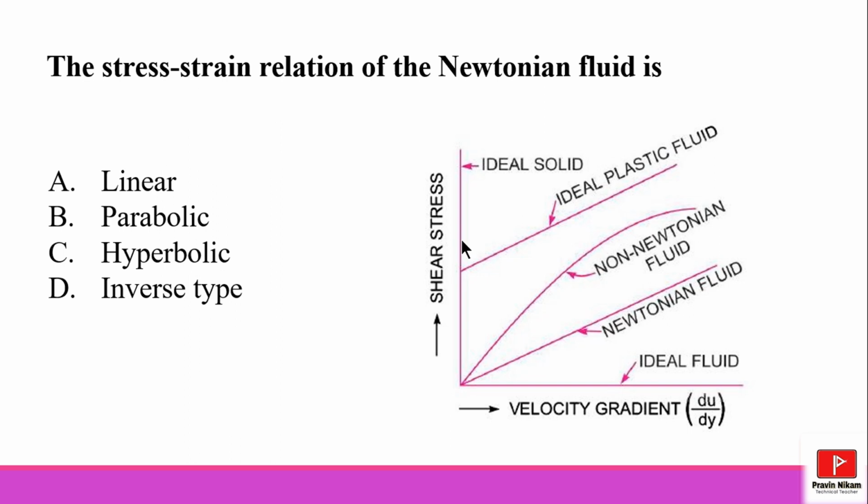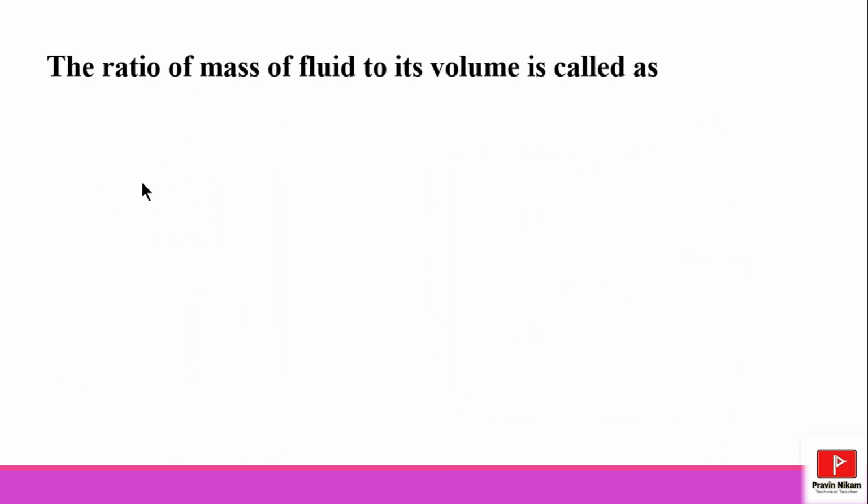So you can see this inclined line shows the relation between shear stress and velocity gradient for Newtonian fluid, and it is linear. This is parabolic, this is linear. So the stress strain relation for Newtonian fluid is linear. So the correct option is A. A is the correct answer. Now see the next question.